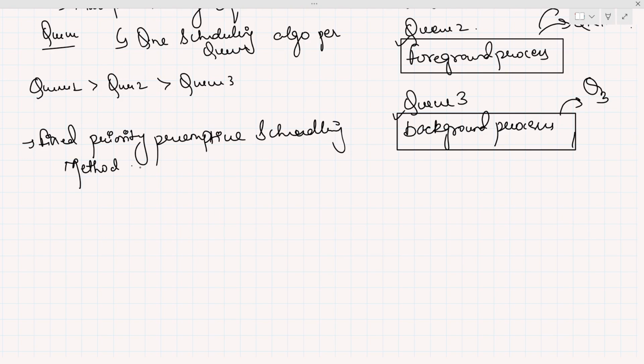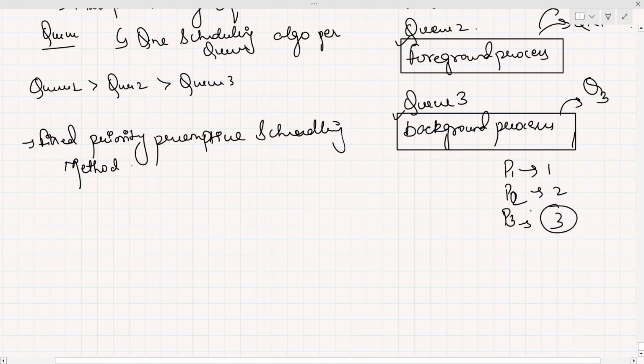Priorities are not changing. If a process comes and is assigned a certain priority, it cannot change. Let's say we have three processes, P1, P2, P3, with priorities 1, 2 and 3 in sequence. So P3's priority is always 3 till termination. P3's priority cannot change in this scheduling algorithm. This is a very important thing. Preemptive means that if some process from Q1 is running, let's say this is a Gantt chart.